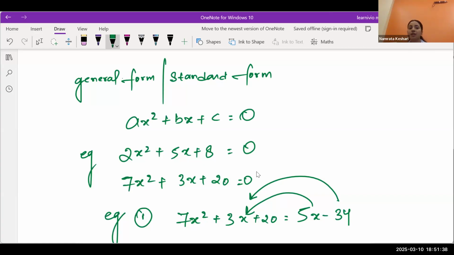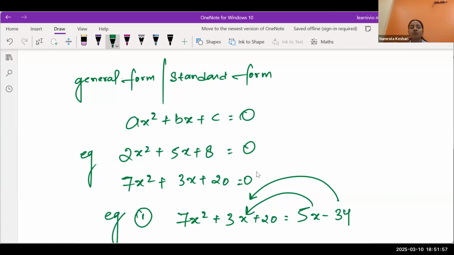First thing first, you will check whether the highest power is 2 or not. Then only we are going to call it quadratic, otherwise it's not quadratic. If the highest power is 2, then we will bring everything on one side and we will maintain the other side 0. That is the standard form of a quadratic equation.